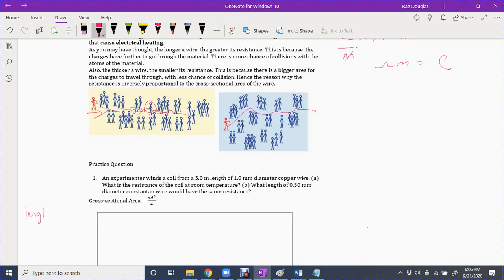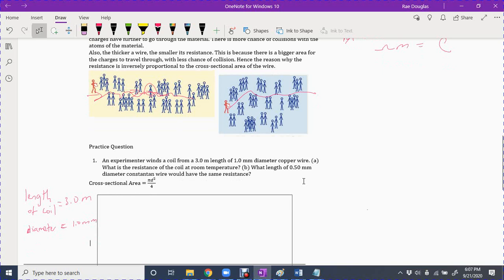Firstly, I know the length of the coil. Length of coil is 3 meters. Diameter, I think with physics guys, we have to ensure that our quantities are in the SI units. So take for example, the diameter in this case is 1.0 millimeter. Millimeter is not the SI unit for length, so we will have to convert that. To get this in meters, we know that a millimeter is 1,000 times smaller than a meter. So to correct this, we would say 1 times 10 to the minus 3 meters as a diameter. Good.